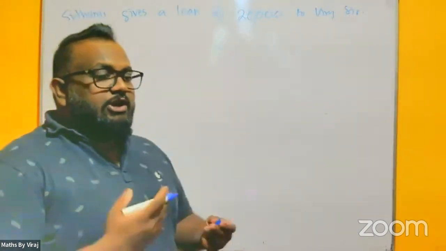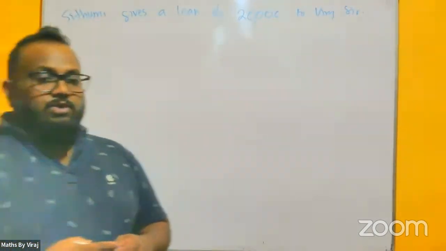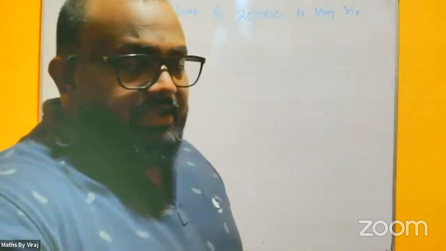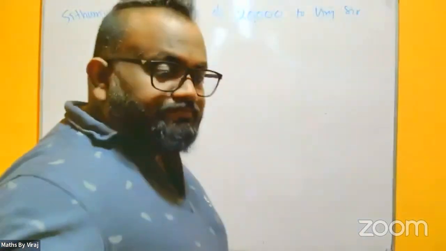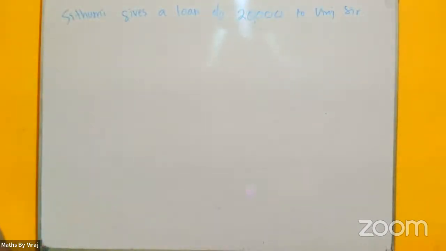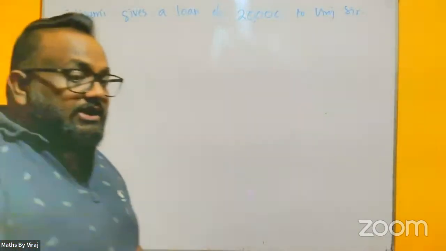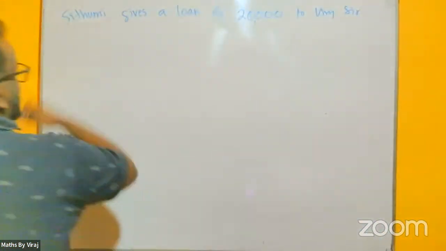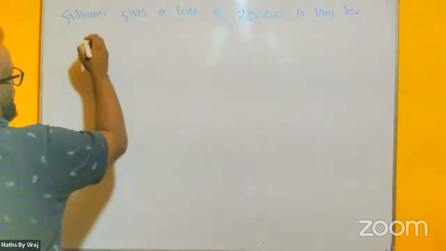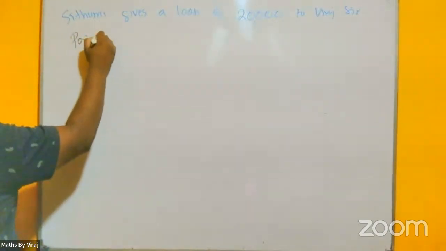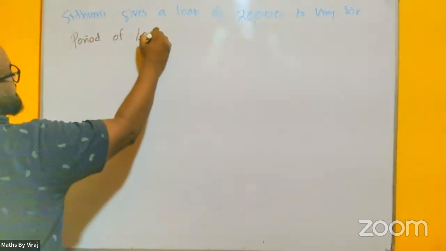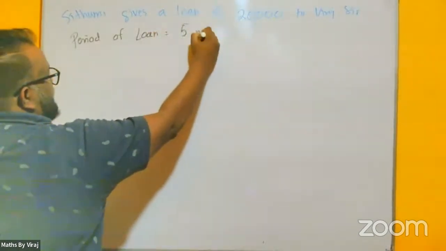Now, when you give me a loan, I'll have to repay it back. It's not a grant. It's not for me to have it forever, right? So Situmi gives a loan of 20,000 to Viraj. So, what is happening here? Situmi gives a loan. Therefore, the period of loan is what? Let's say for ease of calculation, 5 months.